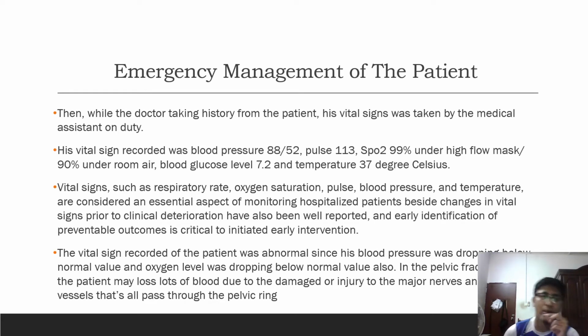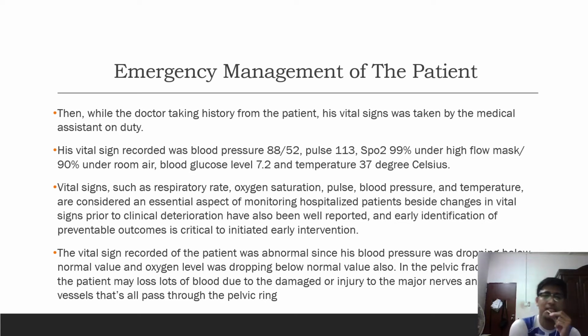Meanwhile, while the doctor was taking history from the patient, his vital signs were taken by the medical assistant on duty at the red zone. His vital signs recorded were blood pressure around 88 over 52, pulse 113, SpO2 99% under high flow mask, and under room air, the SpO2 of the patient is 91%, noted by the KK medical team. Blood glucose level 7.2 and temperature 37 degrees Celsius.